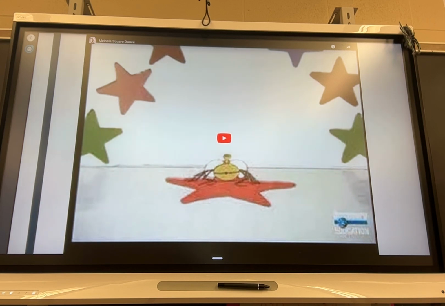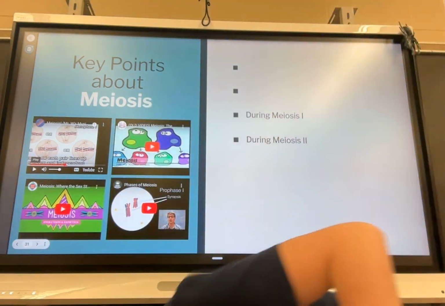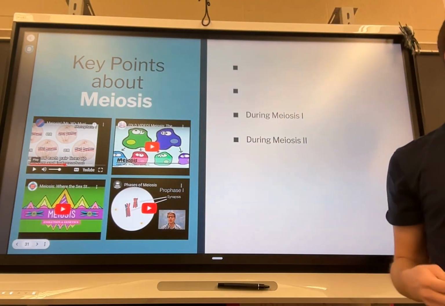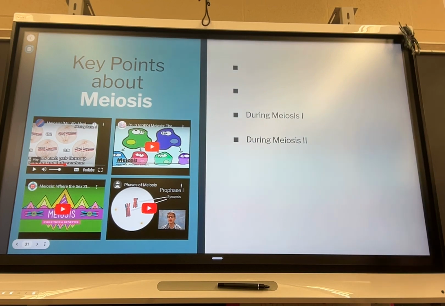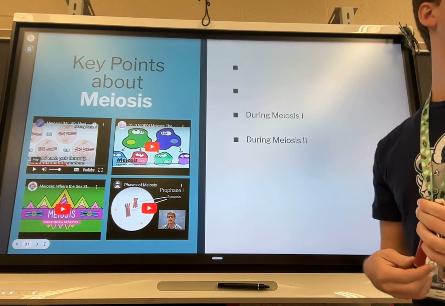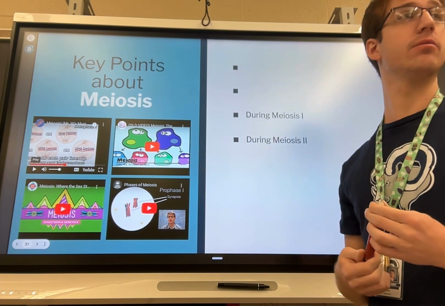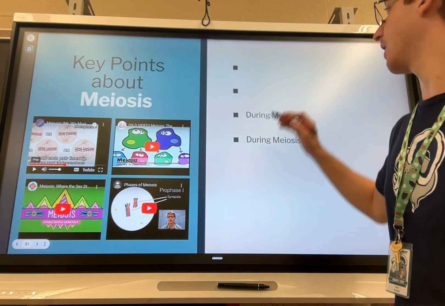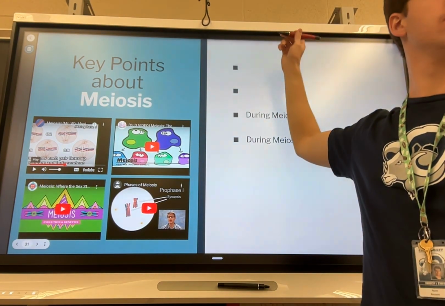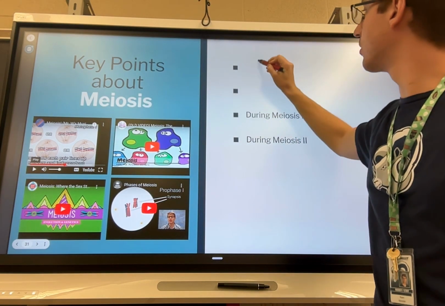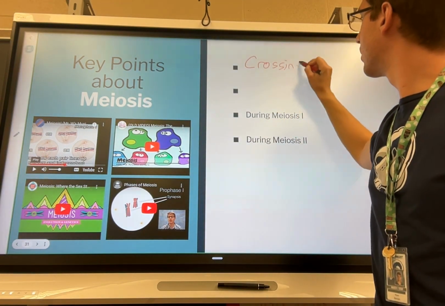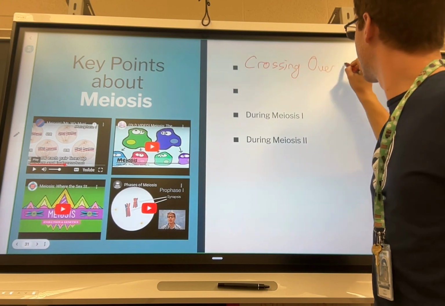So, guys, focus. So we are going to create, by doing crossing over, what are we going to create, Peyton? Variation. We're swapping genes. How much variation? A lot.